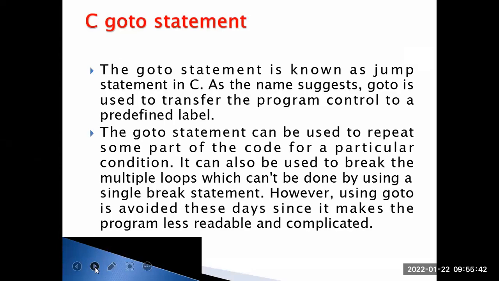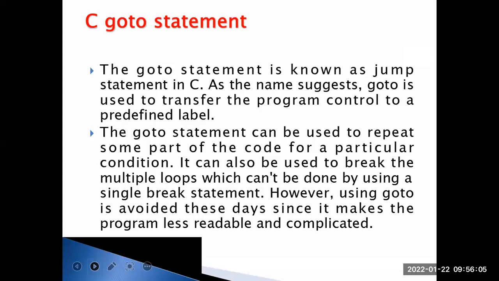It displays that. Next, goto. In the C program, the goto statement is known as the jump statement. Simply, it jumps to the specified location, the specified label. As the name suggests, goto is used to transfer the program control to a predefined label. First we have to define a label. Then we go to goto followed by the label.